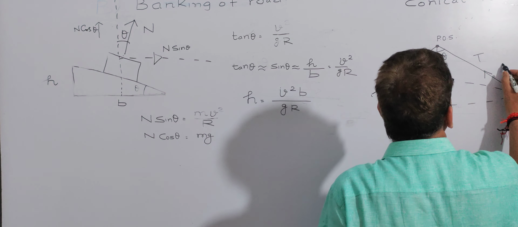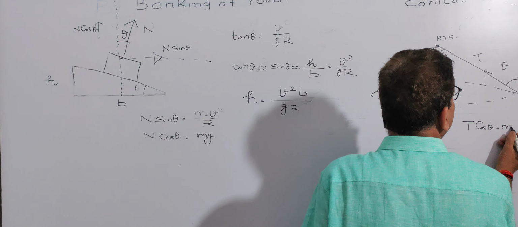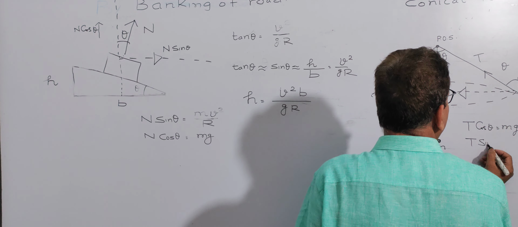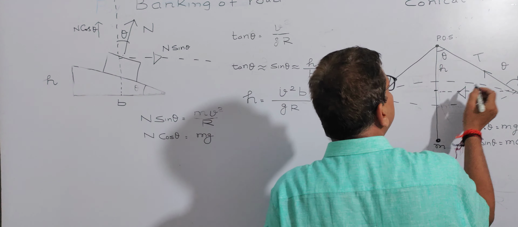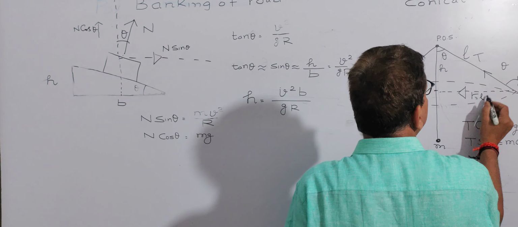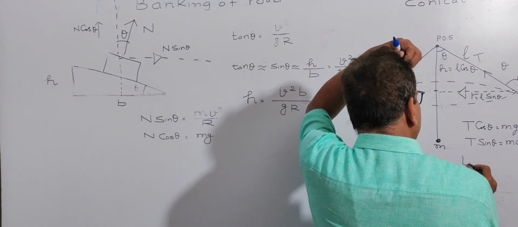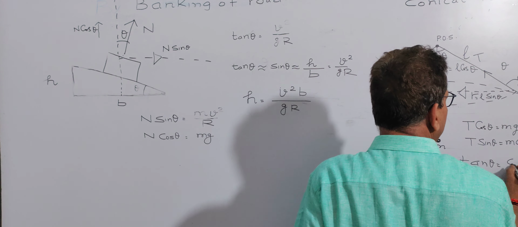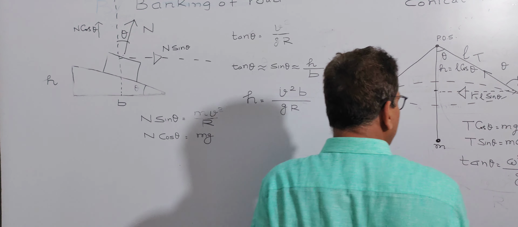If this angle is theta, the tension in the string T can be resolved: T cos theta equals mg, and in this direction T sin theta equals m omega square r, where r is the radius. If L is the length of the string, r will be equal to L sin theta, and h will be equal to L cos theta. So from this, tan theta is nothing but omega square r by g.